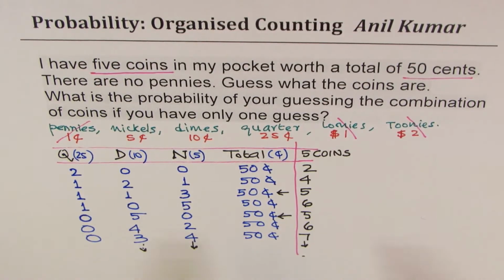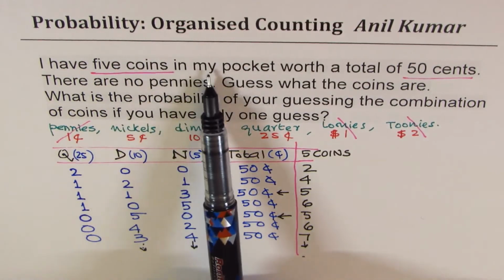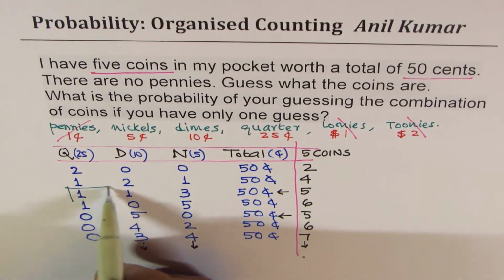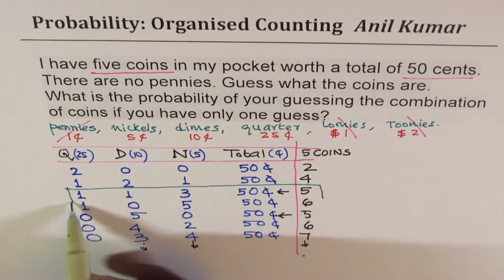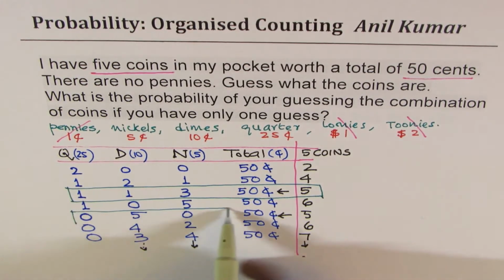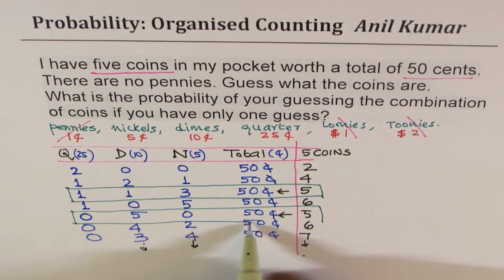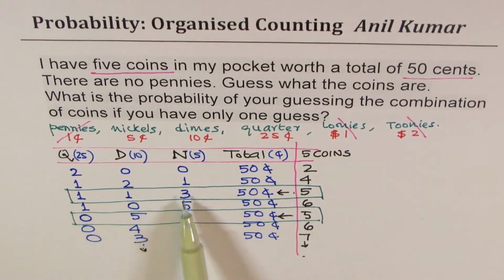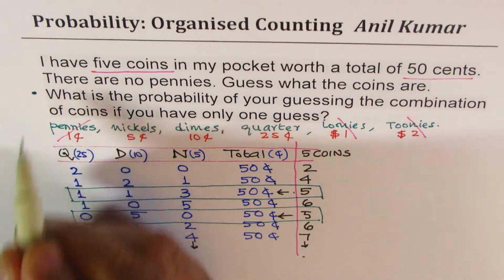Now look at the question. I have 5 coins in my pocket worth a total of 50 cents. So basically, we have come down to 2 combinations. One combination which gives you 5 coins is this one. The other combination is this, 5 dimes. So there are only 2 possible combinations which will give me 50 cents with 5 coins. Correct? Now, let us answer these questions.